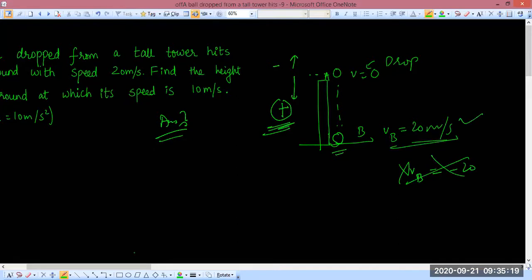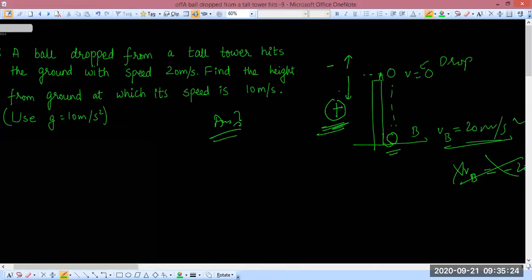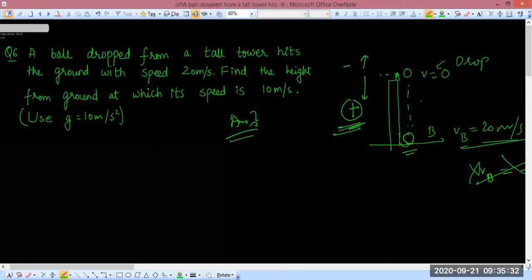Clear? It will not change the answer, remember. The final answer will still be the same, so please don't worry about it. Now, which equation should we use if we want to find the height? We want to find this height when the speed is 10. The ball is of course moving down, so the velocity is also plus 10.